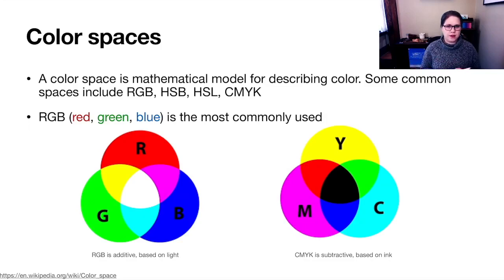But if you've done things with printing, you've probably used CMYK, which is an ink-based system, where as you pile up the colors, they form into black, versus in light, where all of the colors together make white. There's also the hue, saturation, and lightness, HSL, and hue, saturation, and brightness, HSB color spaces. There's probably more, but those are the ones that I know off the top of my head.